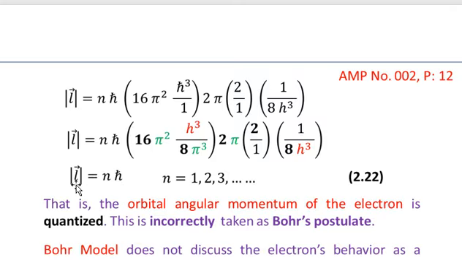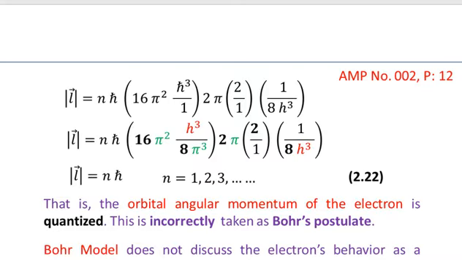It means that the orbital angular momentum of the electron is also a discrete quantity and depends upon the principal quantum number n of the system, where n will take values n equal to 1, 2, 3, and so on, as shown in equation number 22.